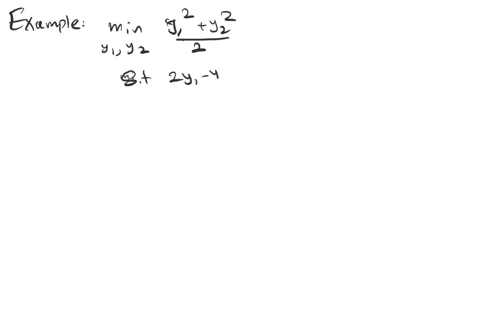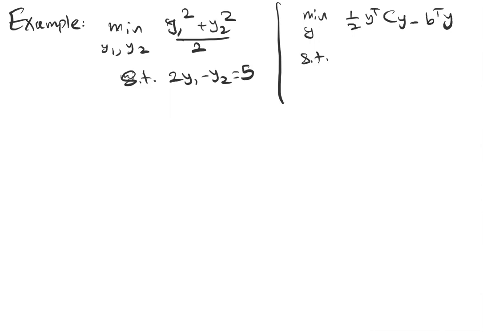Here's the question. Minimizing y1 squared plus y2 squared divided by 2, y1, y2 are our variables, subject to 2y1 minus y2 is equal to 5. So in the very first step, we have to find the elements for our standard representation, the representation that we defined in the first slide. So what was the standard format that we used? We used minimizing 1 over 2 y transpose c y minus b transpose y, subject to a transpose y is equal to f.